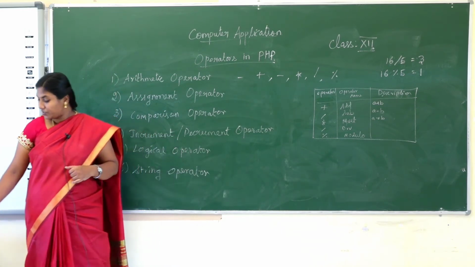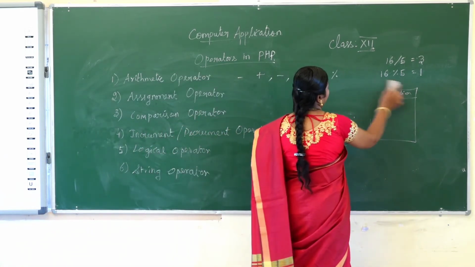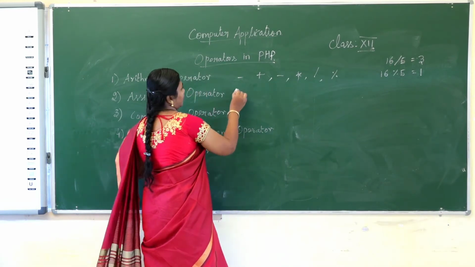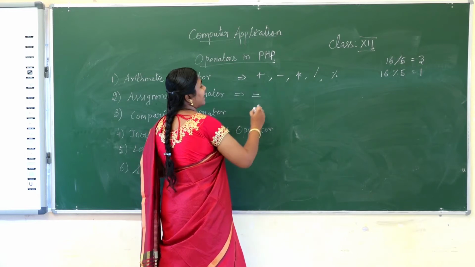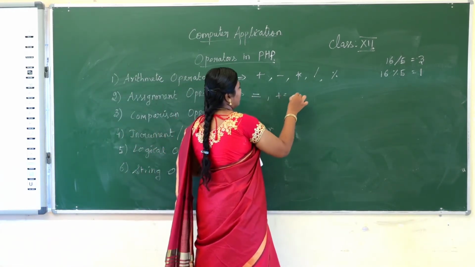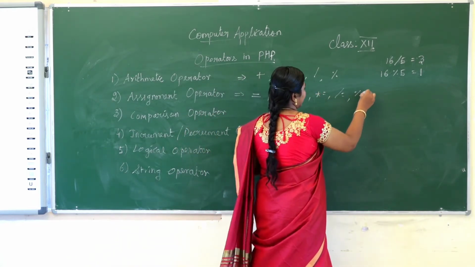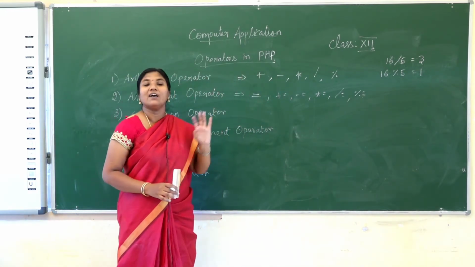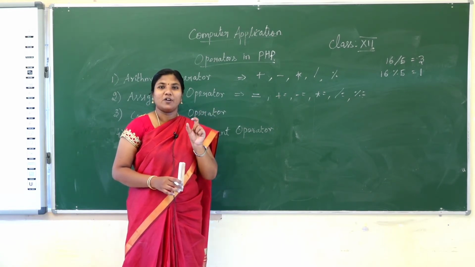Second one, we are going to see about the assignment operator. The main assignment operator is equal to. We will be having the assignment operator combined with arithmetic operators, that is plus equal to, minus equal to, star equal to, slash equal to and percentage equal to. These are the 5 assignment operators in PHP. The main assignment operator is equal to.